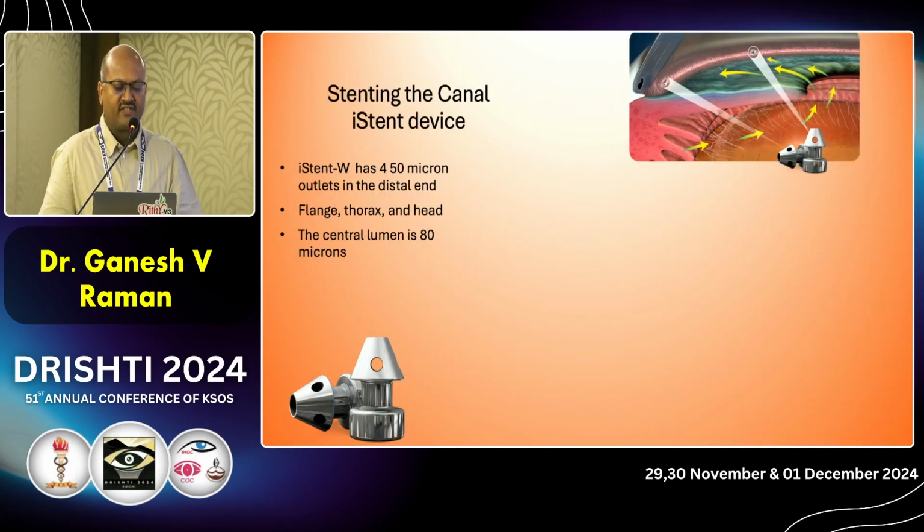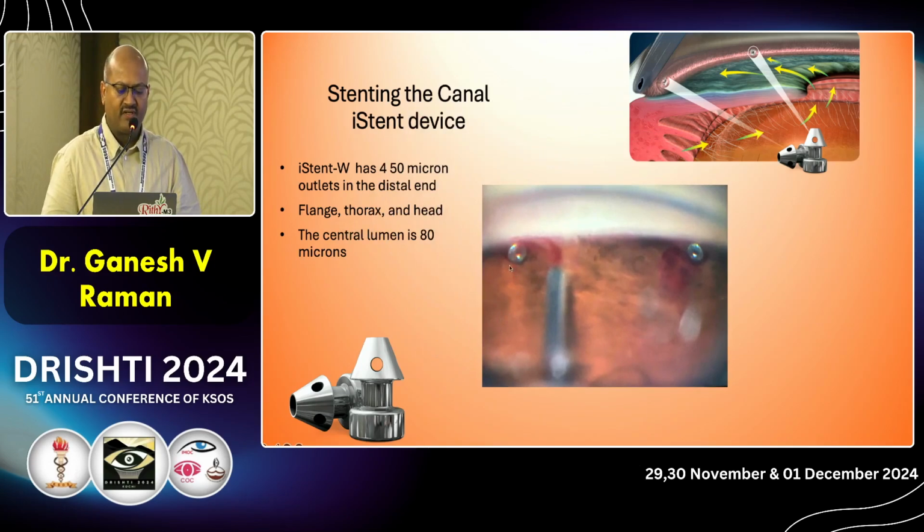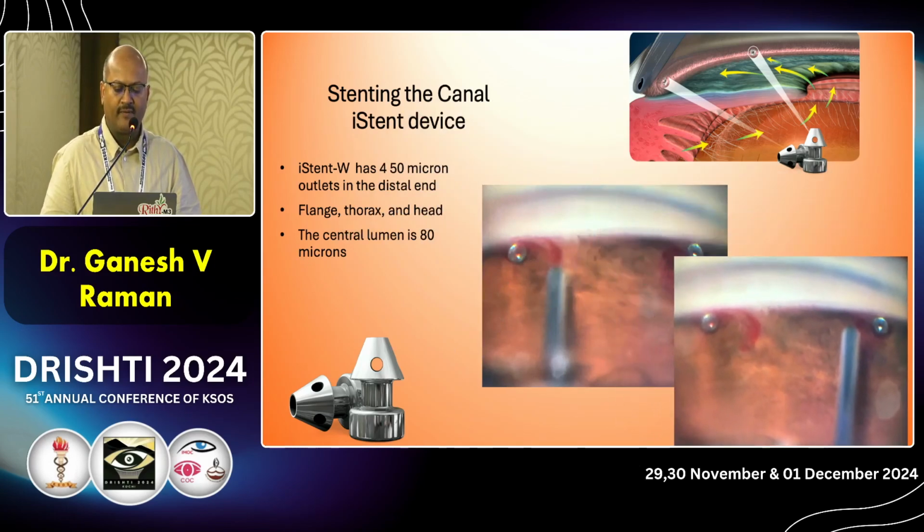Stenting the canal was the first prototype device which was launched way back almost 2007, and this is the second generation. You can see that the device is like a collar stud. It has a flange, then a thorax and a head. This is the flange at the bottom, and then you have the thorax and the head, and the central lumen which percolates here is about 80 microns, and the side lumens are about 50 microns. The logic is that you insert it into the trabecular meshwork and it allows aqueous humor percolation into the Schlemm's canal. This is how the photograph looks if you have inserted it, and then you can see blood coming out of the stents, and then you tap it.